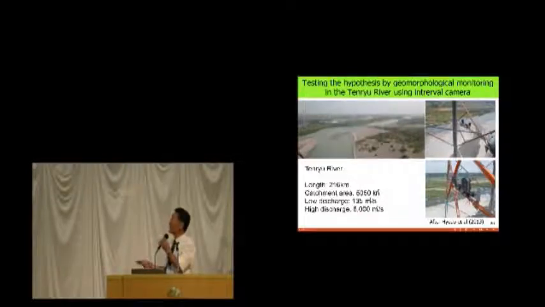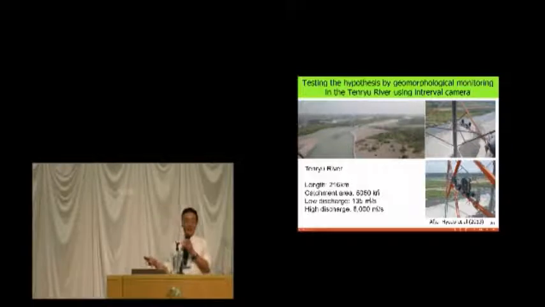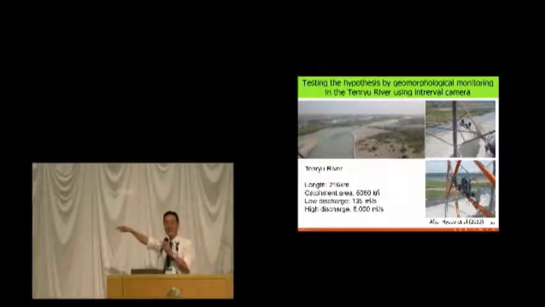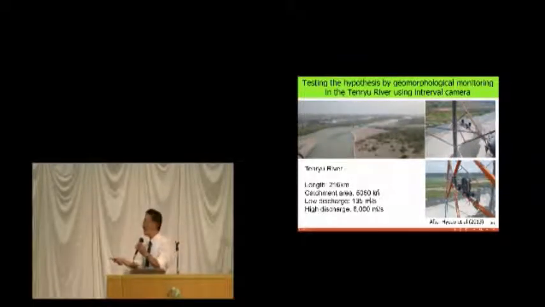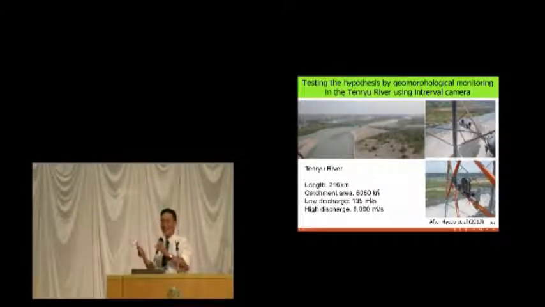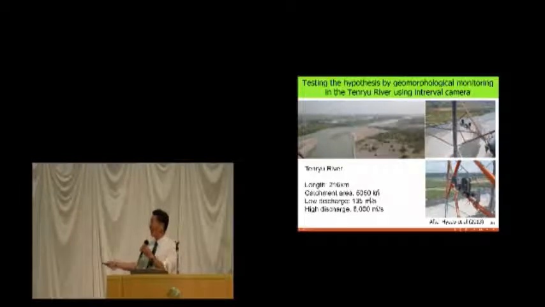interval cameras settled on the tower, 6 meters high from the riverbed. And it is very difficult to climb up, so we hired specialist climbers to settle the cameras on the tower. And the Tenryu River, a rather big river in Japan, has features like this.